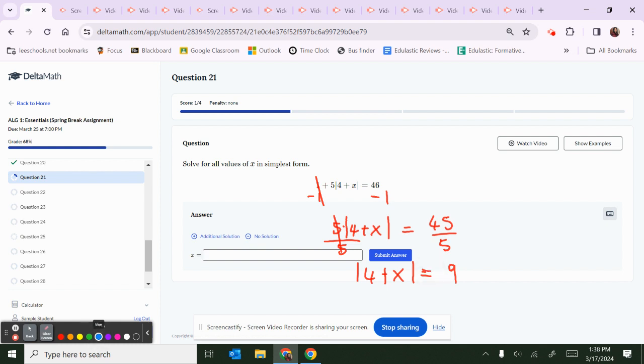So that means that this 9 could be a positive 9 or a negative 9. Right? So I would have two equations. 4 plus x could be a positive 9, or 4 plus x could be a negative 9. All right? Those are the two equations I would have. So let's find x, guys.